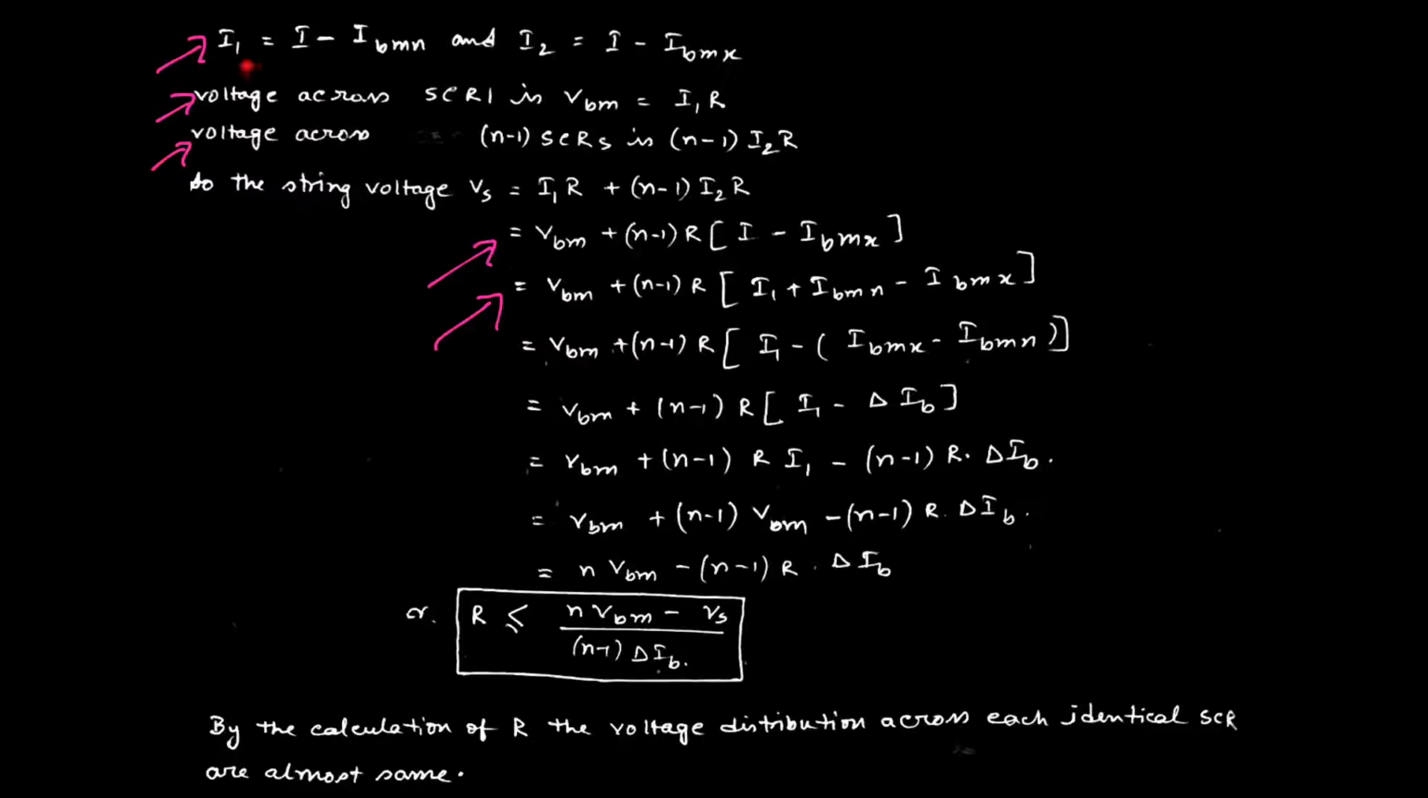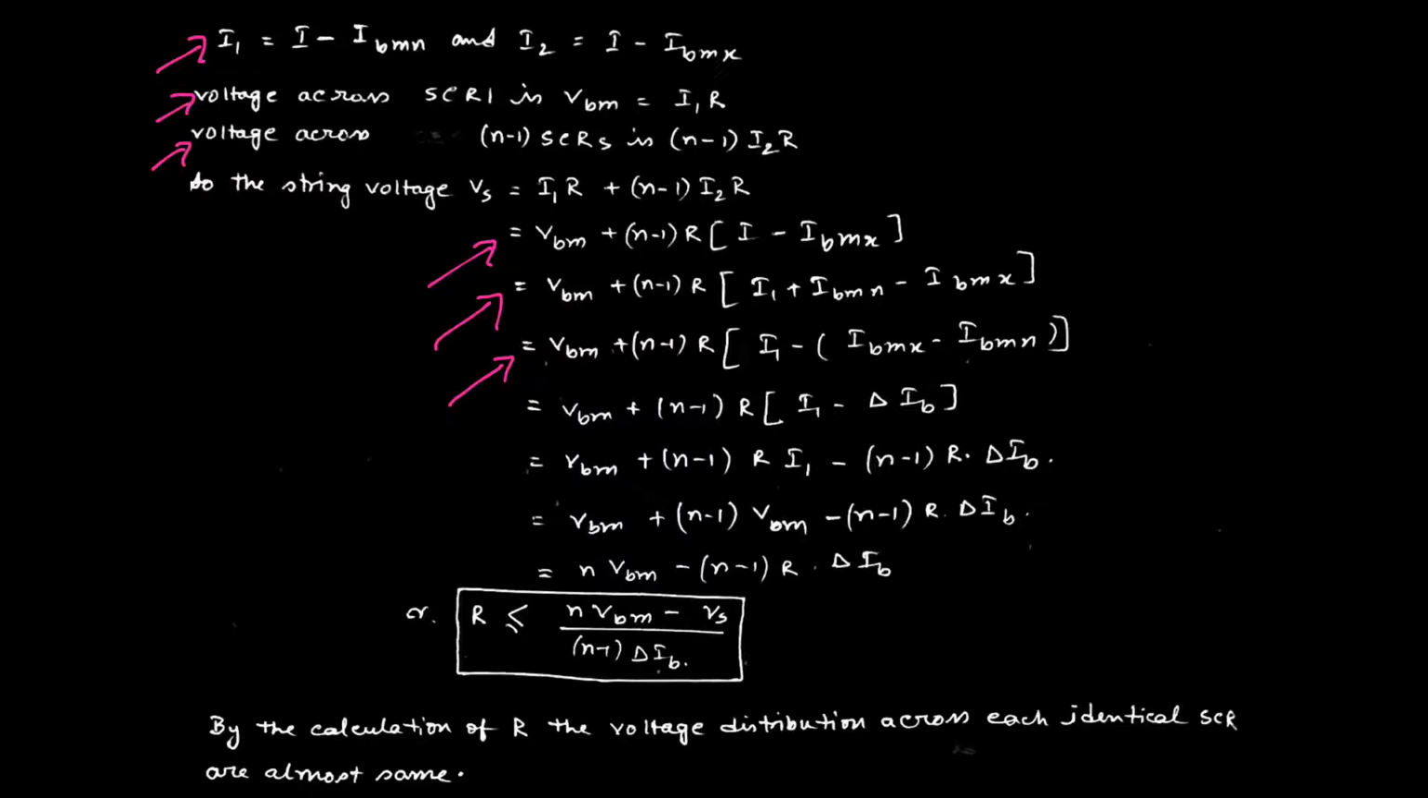From this expression, we can say I equal to I1 minus IBM. That is why we can replace the part I, that is equal to I1 plus IBMX. Okay, and this is the remaining part, that is same. So again after simplification, we will have the equation, that is VBM plus n minus 1 R I1 minus, we have taken the common term minus, so under bracket that will be IBMX minus IBMN.